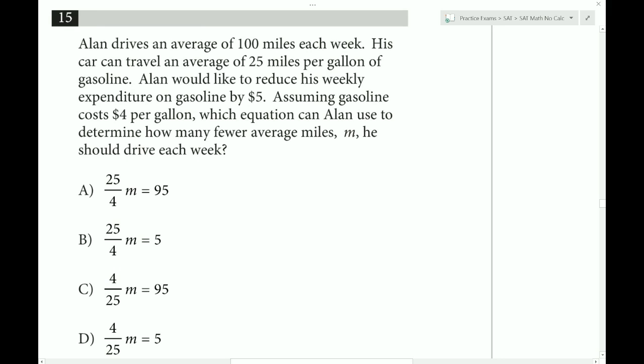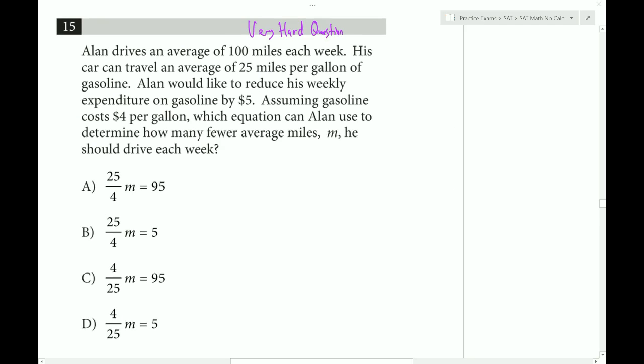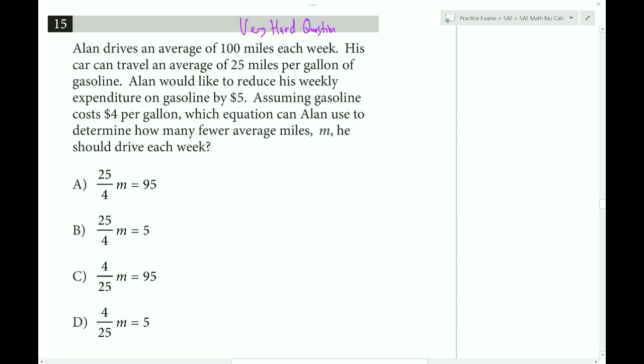Alan drives an average of 100 miles each week. His car can travel an average of 25 miles per gallon of gasoline. Alan would like to reduce his weekly expenditure on gas by $5. Assuming gas costs $4 per gallon, which equation can Alan use to determine how many fewer average miles he should drive each week? This is a very hard question, okay? Can't stress that enough. I think it's pretty unfair for them to ask this. But let's see if we can make some headway anyway.